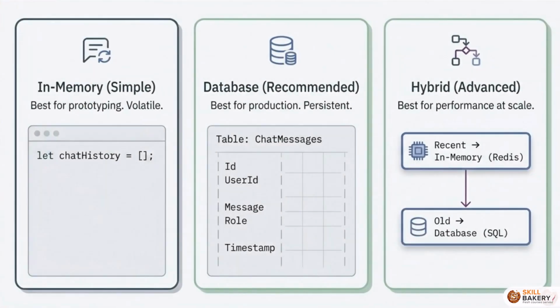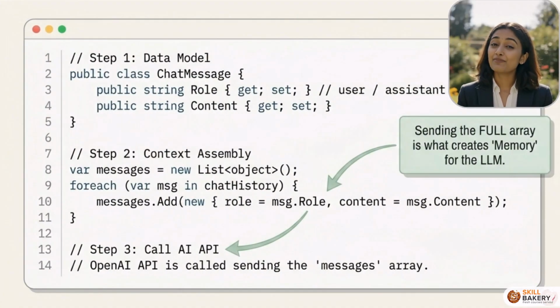When implementing storage, you have options. In-memory is best for prototyping, databases are recommended for production, and hybrid approaches balance speed and scale. To build memory, define a data model, assemble your context by collecting message history, and then send that full array of messages to the AI API.